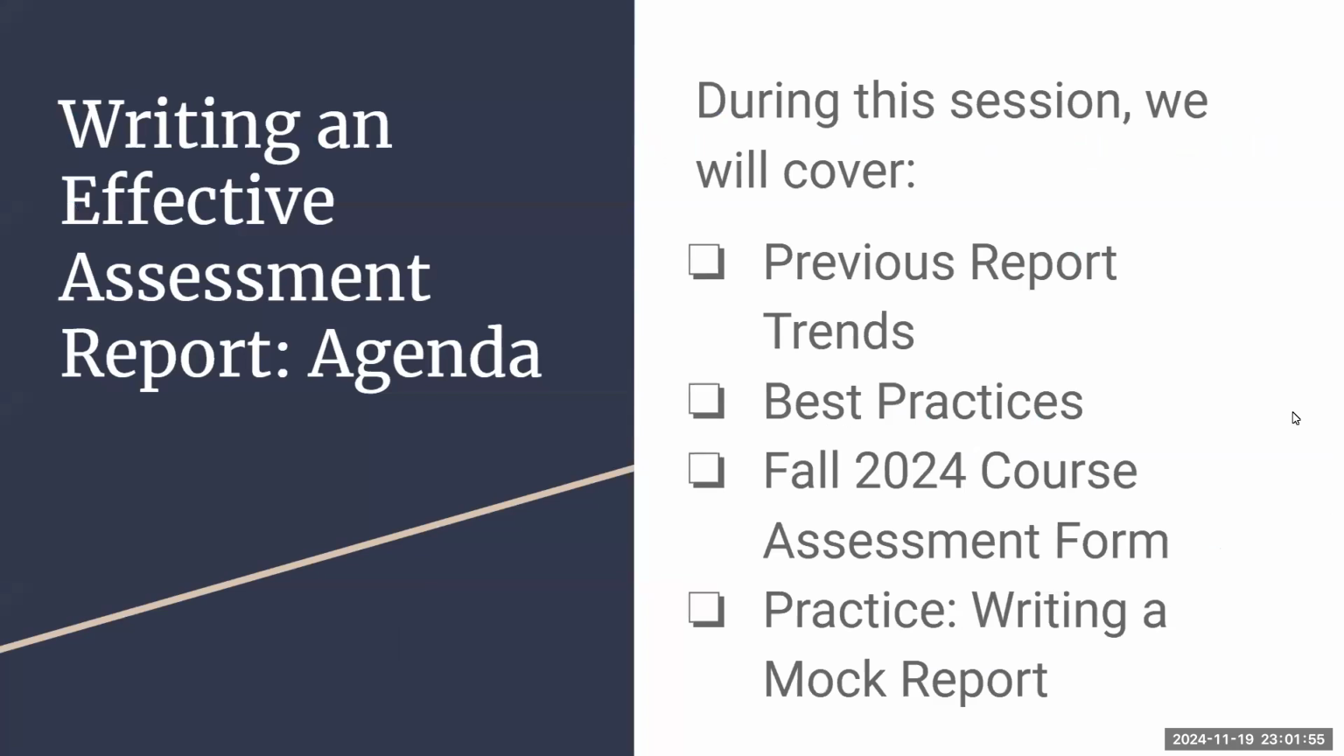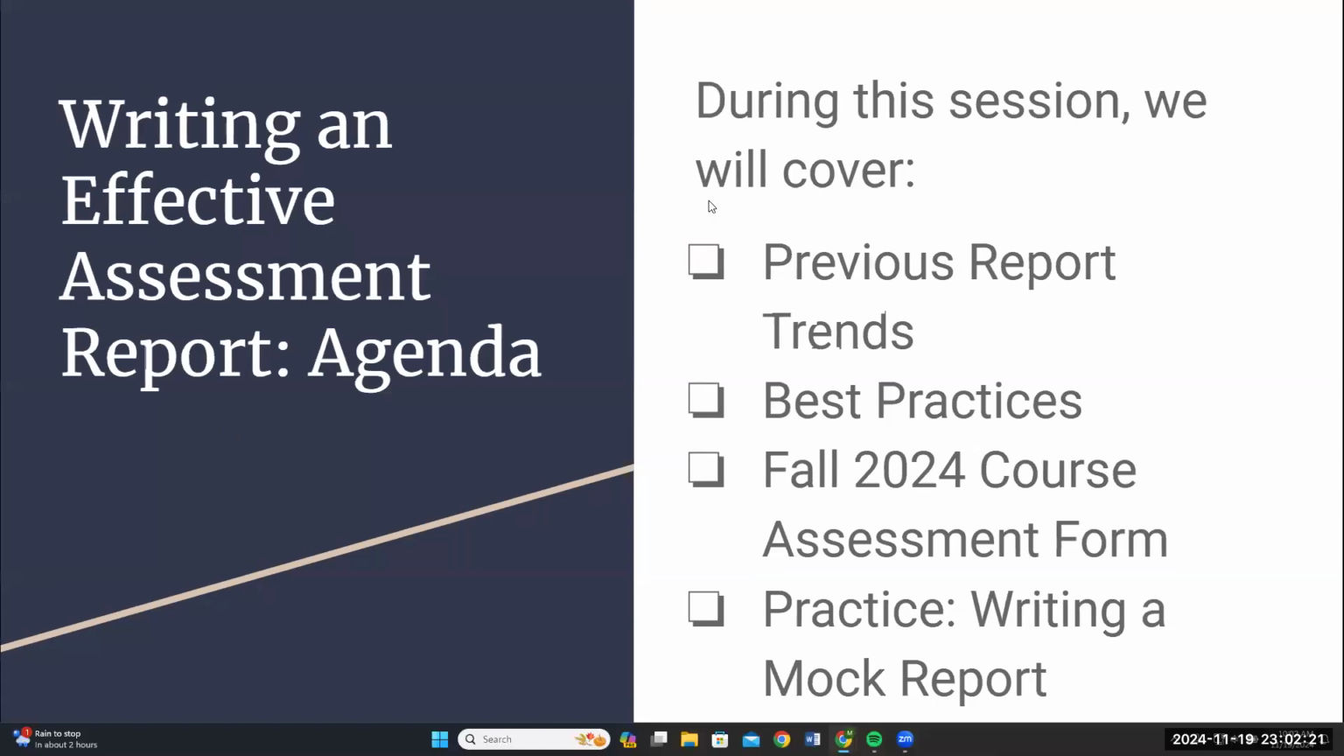For our session today, we are going to be covering, let me go ahead and let Josh in. Okay. For this session, we're going to be covering number one, previous report trends. And by report trends, I don't mean nationally, I mean here at Mount West, based upon any of the assessment reports to which we still have access. So those include our spring 2021 fall course assessment report forms and the report forms from our fall 2022 assessment forms as well.